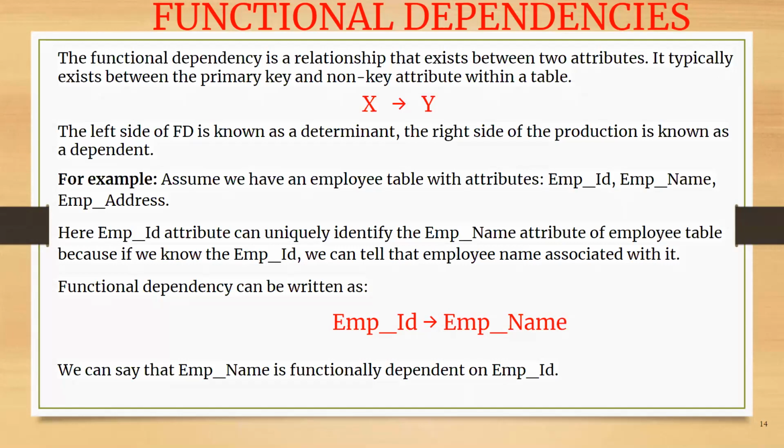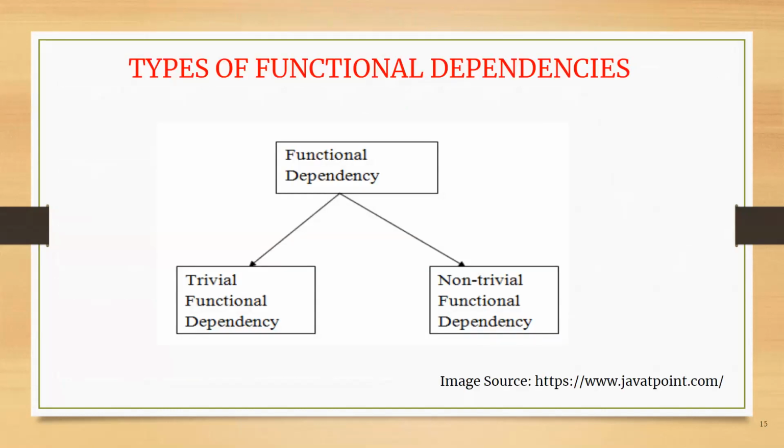So that is your functional dependency, where there will be a relationship between your primary key attributes and non-primary key attributes within the table. There will always be a determinant and a dependent. The determinant will always be on your left side, and the dependent will always be on the right side. Mostly the primary key attributes will uniquely identify all the records of the table.